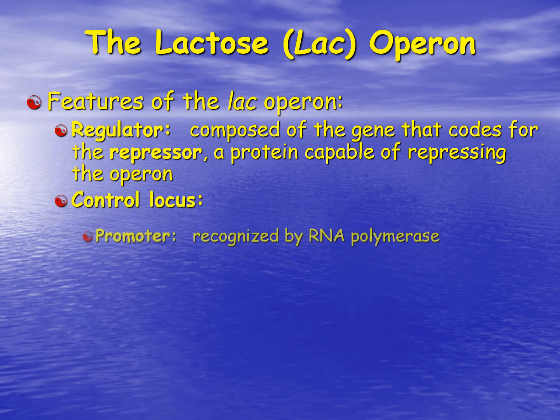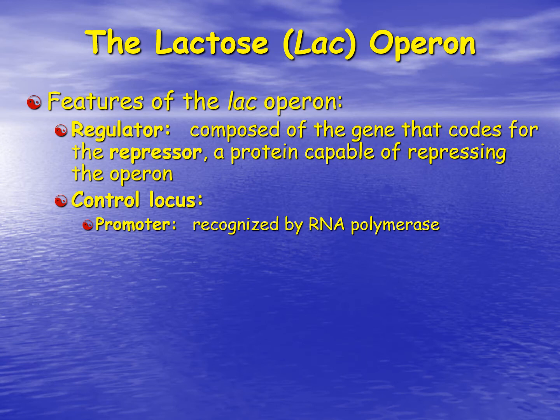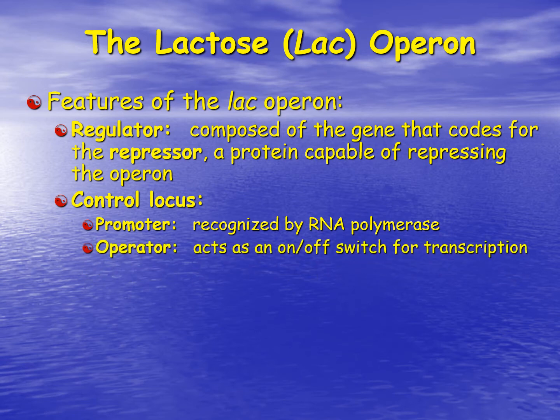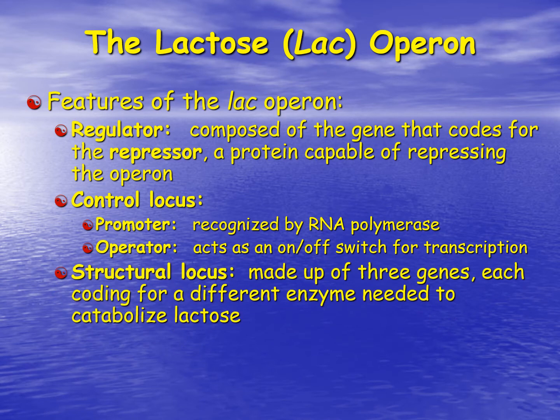The control locus is made up of the promoter that recognizes RNA polymerase that would cause transcription to occur, and the operator where the regulatory protein is going to bind and turn off the operon. The structural locus is made up of actually 3 genes in the lac operon, each coding for a different enzyme needed to break down or catabolize the sugar lactose.